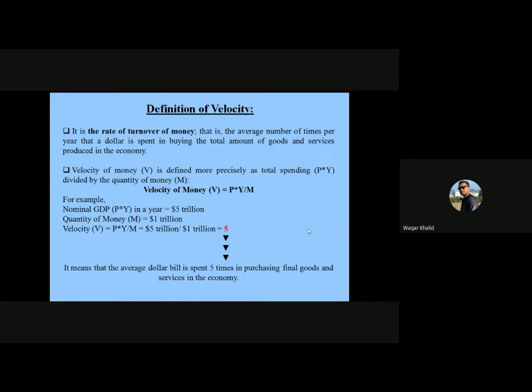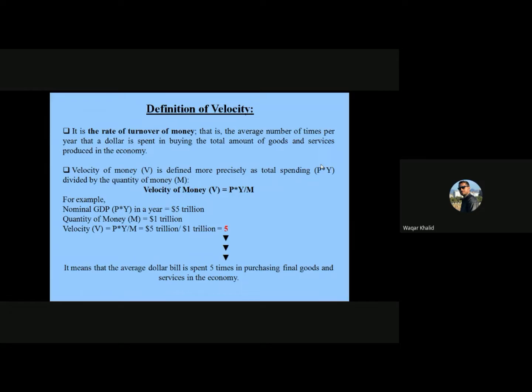It means the average number of times per year that a dollar is spent in buying the total amount of goods and services produced in the economy. Or we can also say that it is the ratio of total spending and the quantity of money. When we divide the total spending or the national income by the amount of money supply M, we get the term velocity. So V is equal to PY divided by M.